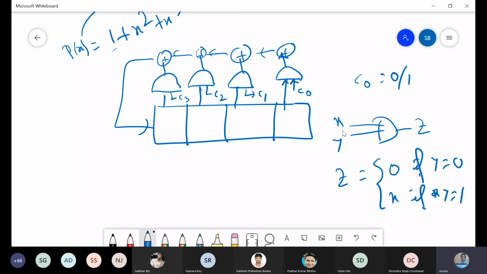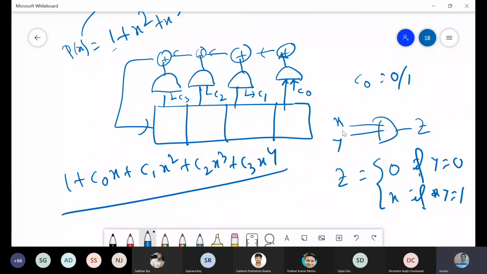This will be represented by the polynomial C0x plus C1x squared plus C2x cubed plus C3x to the power 4. This is just a formula so that we can associate it with a polynomial. If you know a 4-degree polynomial, then we can have an LFSR. If you have an LFSR, then we can have a 4-degree polynomial. So how many 4-degree polynomials can we have? All the Ci's are 0 or 1, so it is basically 2 to the power 4.